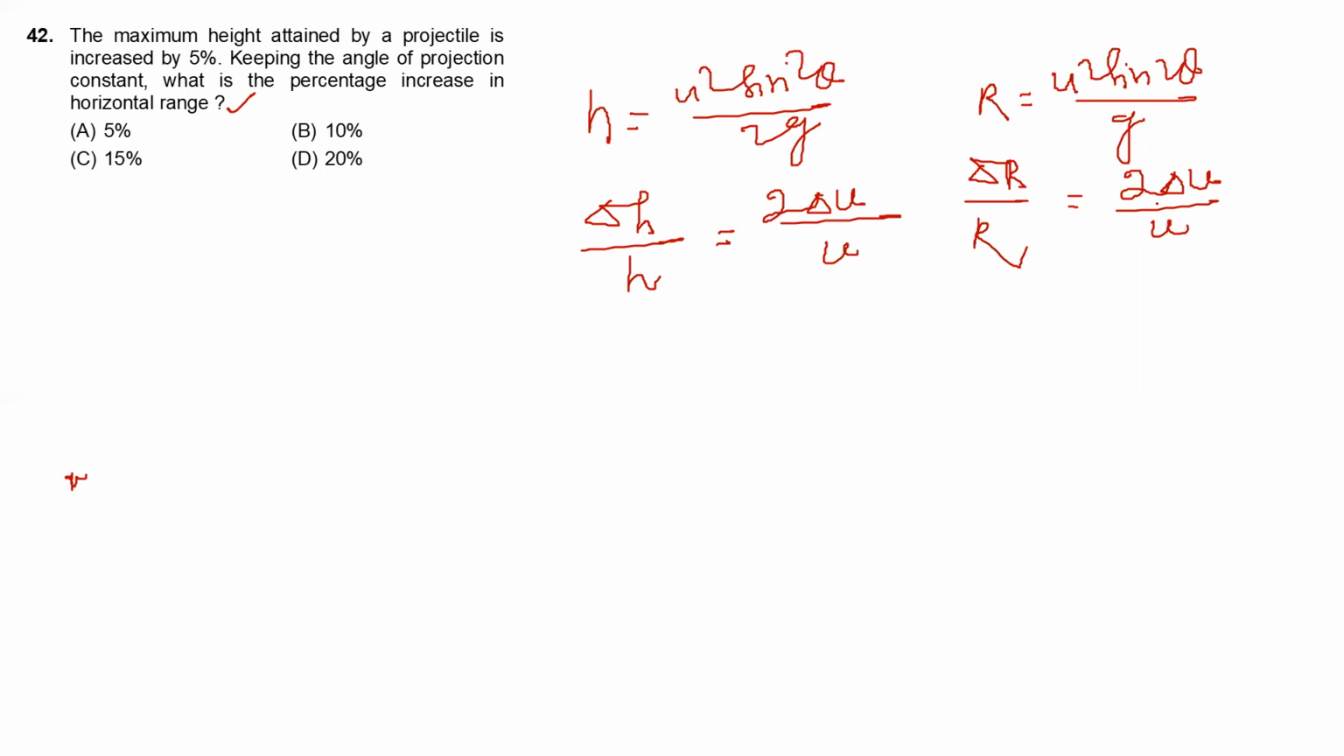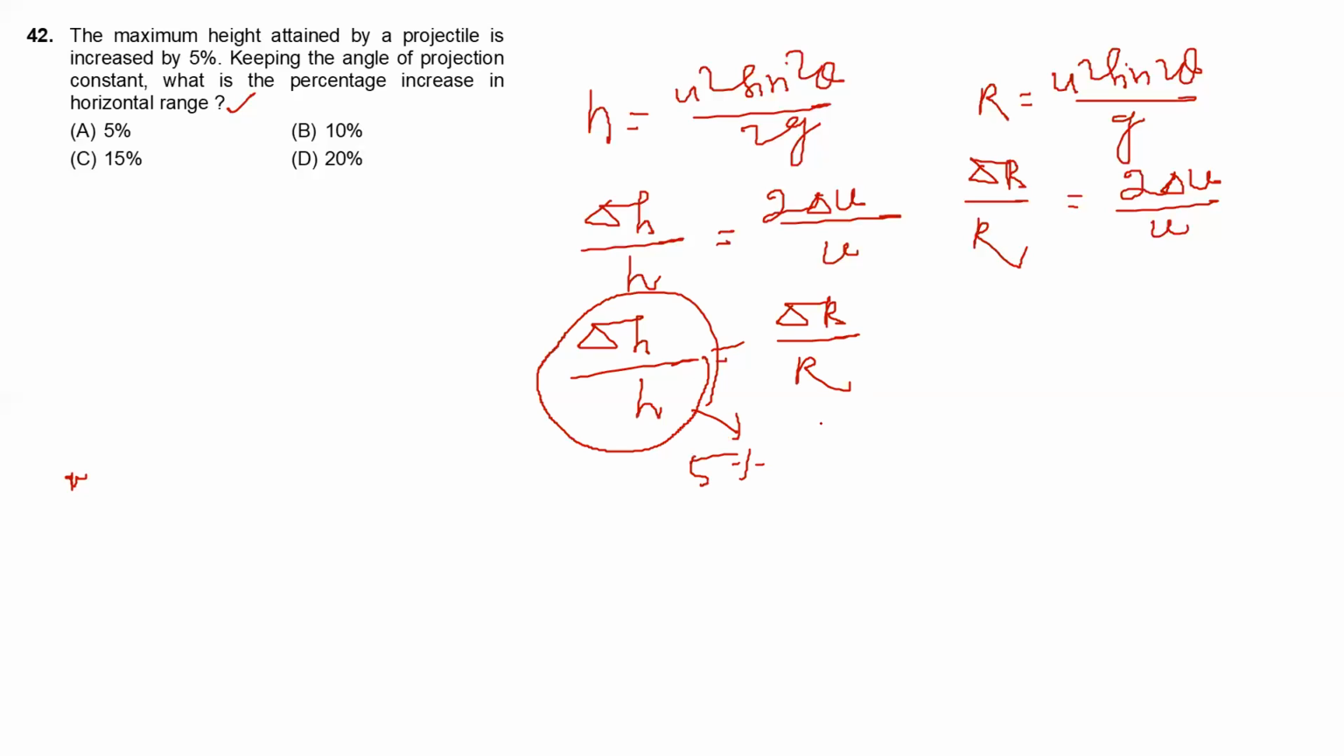Understood? So here you see, here 2 delta u by u, there also 2 delta u by u. So that means delta h by h is equal to delta r by r. Now we can write change in maximum height by original maximum height is equal to change in range by original range. If the height is increased by 5%, then the range will also increase by 5%. There is no extra relation between them. Okay.